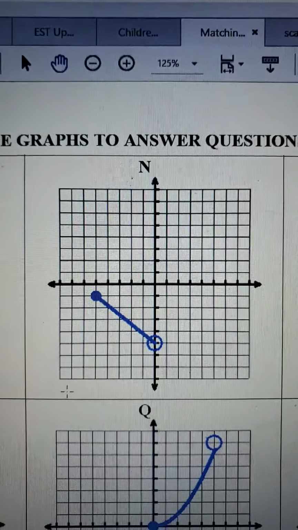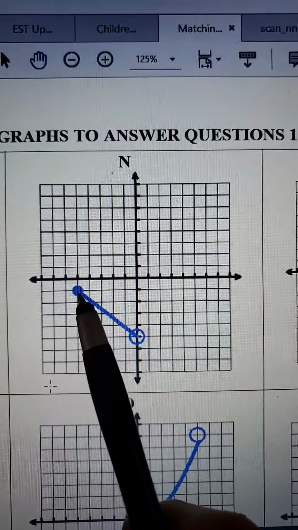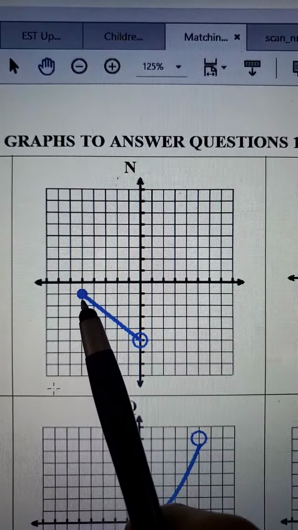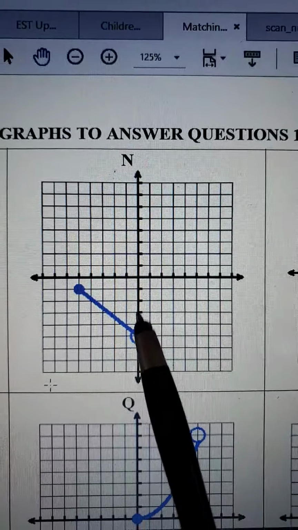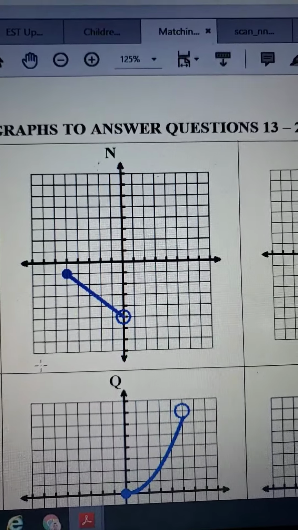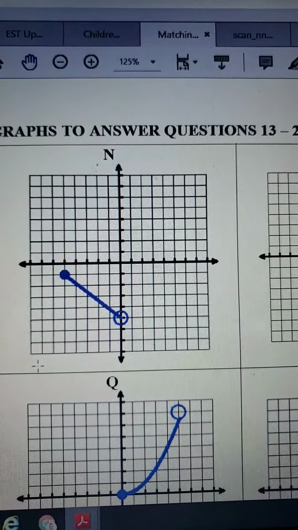All right, graph N. We again start furthest to the left, which is right here. It's left 5, that's negative 5. Furthest to the right is this point right here, which is right in line with the origin, so it's 0. So our domain is negative 5 to 0, and our range is obviously the lowest point, which is right here. That's down 5. And this is the highest point. That's only down 1 from the level of the origin. So our range is negative 5 up to negative 1. So this graph N should match with number 15.